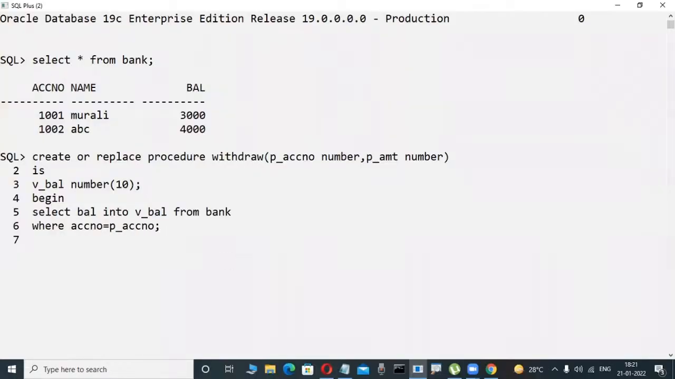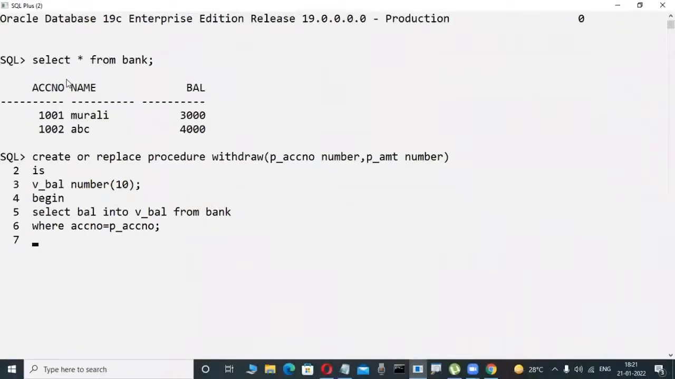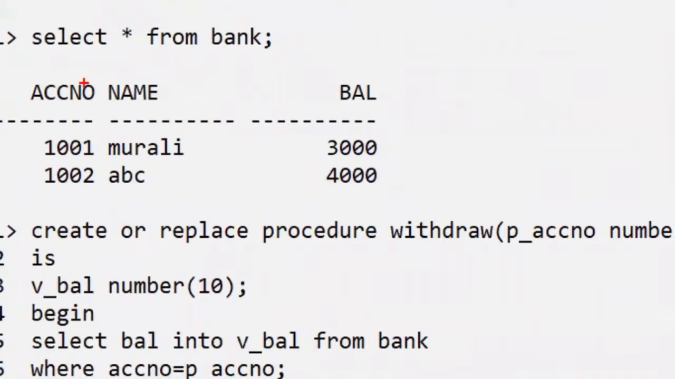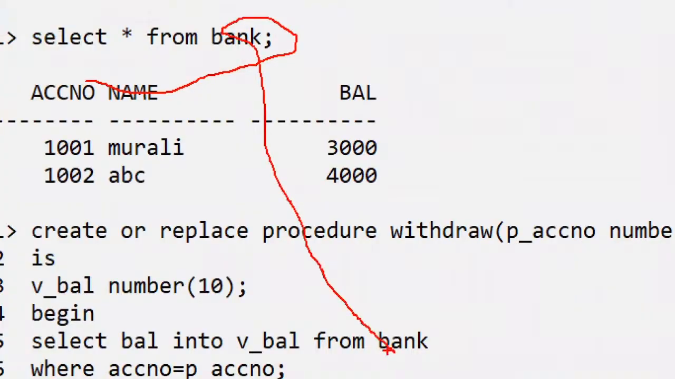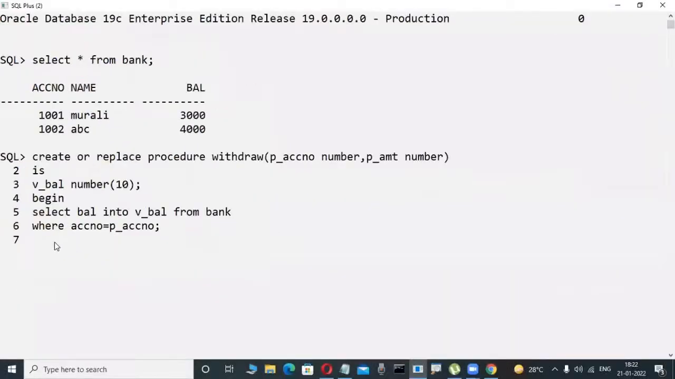Suppose bank is a table. In this table format, your transactions are stored. This table I'm using in this PLSQL code. Here I'm checking the balance, only through the account number. Whenever I'm inserting an ATM card, I try to withdraw 9,000, as in the previous case. That is the amount only.